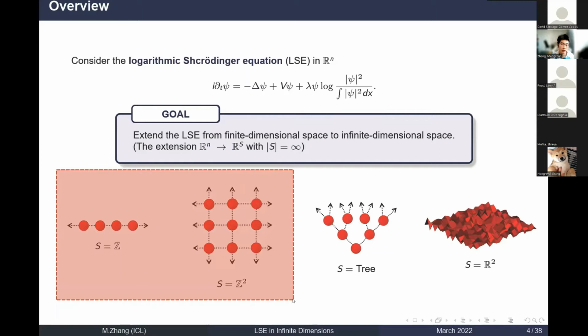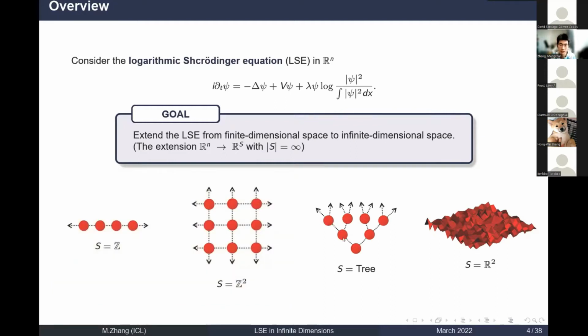In our case, we will mainly focus on these first two cases. Basically, we only consider regular finite dimensional lattices. So that's our focus. Hopefully, in the future, we can deal with more complicated cases like the other two. But for now, let's focus on these two, and we will carry on and introduce some mathematical notions.